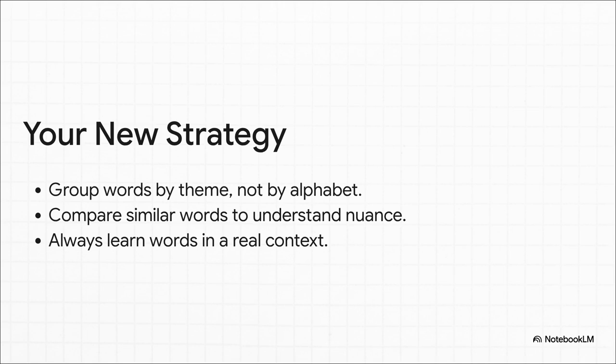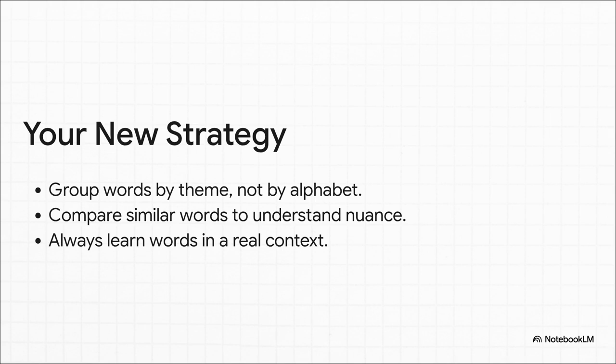Okay, so what's the game plan from here on out? It's simple. First, always group your words by theme, not by the alphabet. Think in big ideas like change or certainty. Second, don't just learn definitions. Actively compare similar words to get their unique flavor.